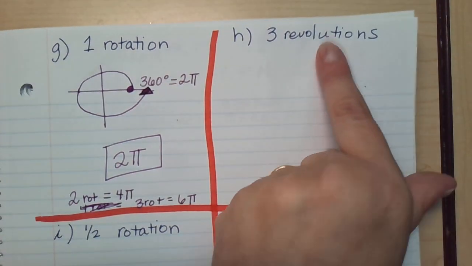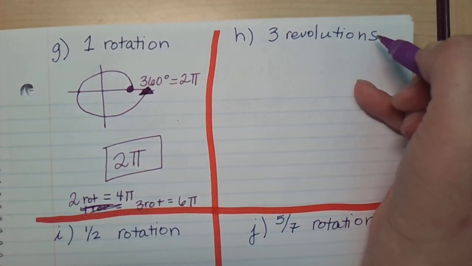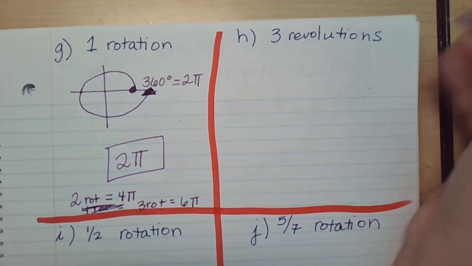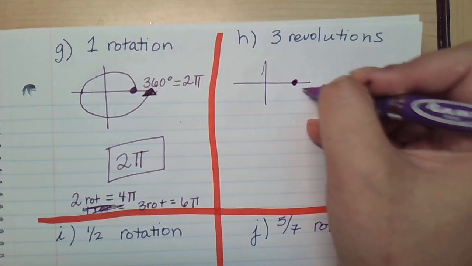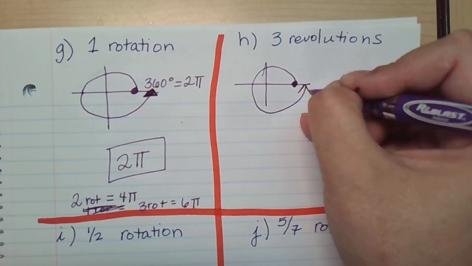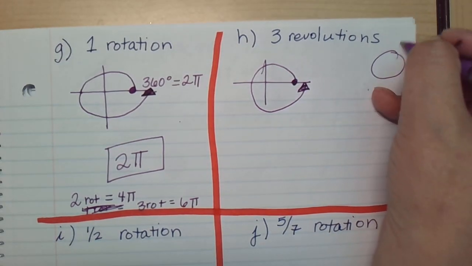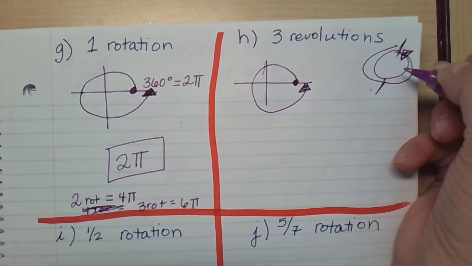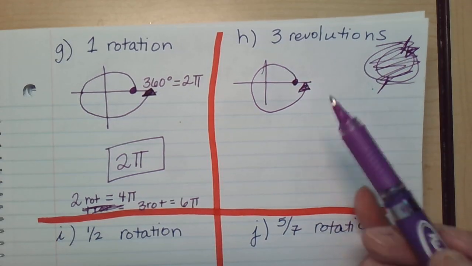Okay, let's look at this sucker. It says 3 revolutions. Now, hold up. In math, revolution and rotation are kind of similar. For right now, they mean the same thing. So revolution means we still start at the positive x-axis and we go all the way around once. That's a revolution. Kind of like when the Earth spins on its axis. That's called a revolution. So 3 revolutions.